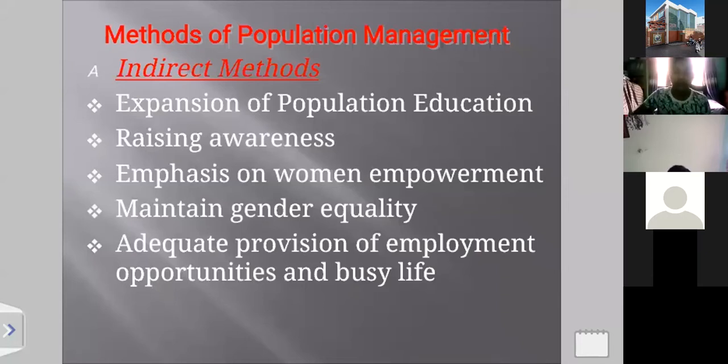In case of equality, what happens? What are the different advantages of gender equality? And in case of lack of equality, what happens? What are the different obstacles in case of lack of gender equality? And after that, the next indirect method of population management is a sufficient provision of employment opportunities and a busy life. I would like to hear your opinion about these indirect methods of population management.